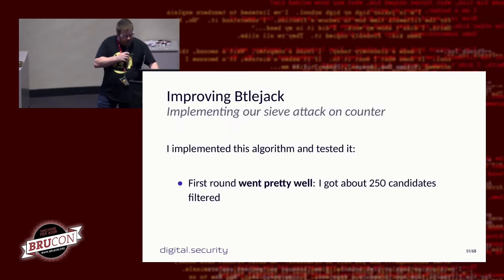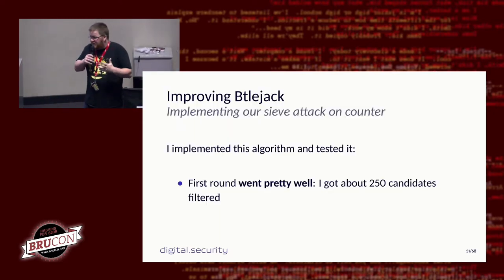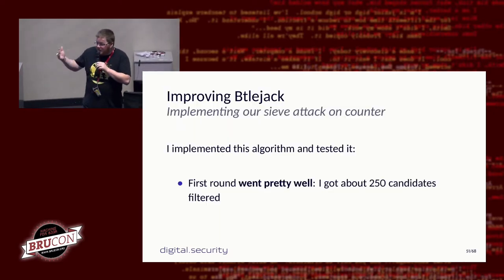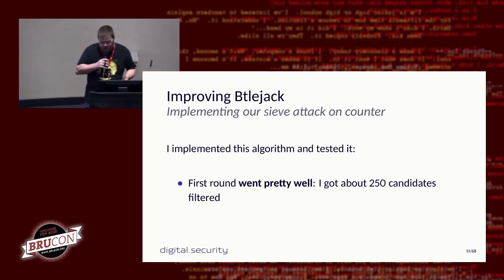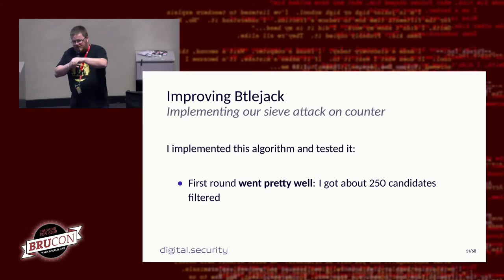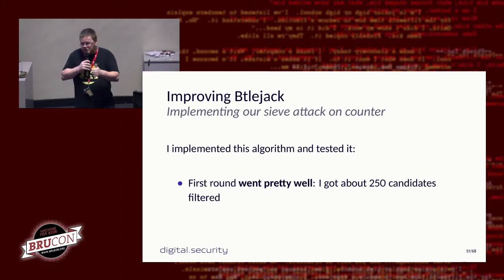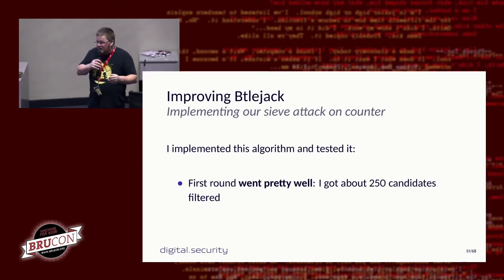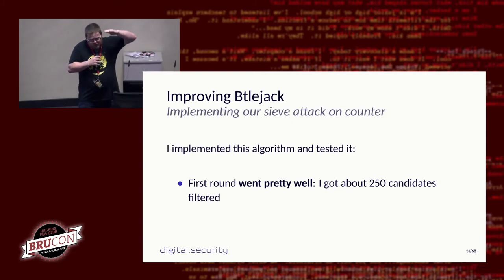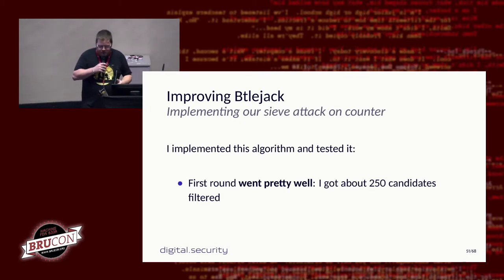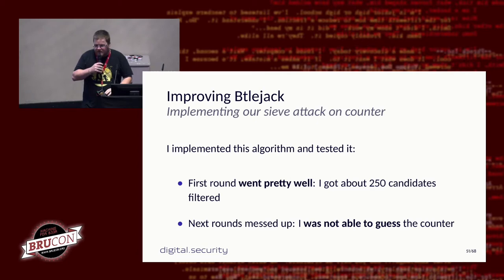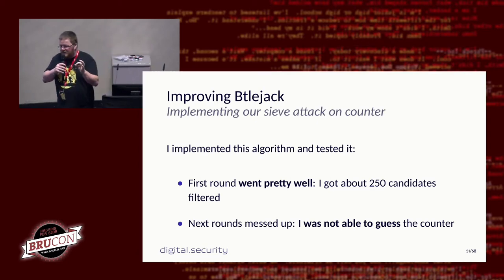Next step, we are going to implement our sieve attack. We are going to eliminate every possible candidate in order to intercept the communication. So I started implementing this attack, and the first one went pretty well. I went from 65,000 possible candidates to only 250 candidates. So first pass, that's pretty good. Second pass, everything messed up. Zero candidates left. Why?